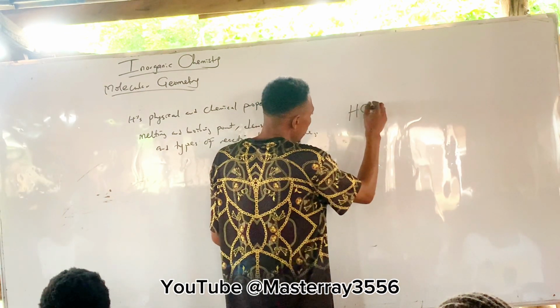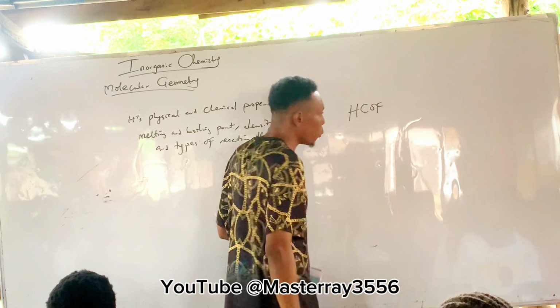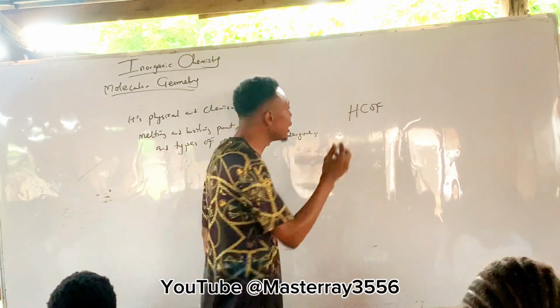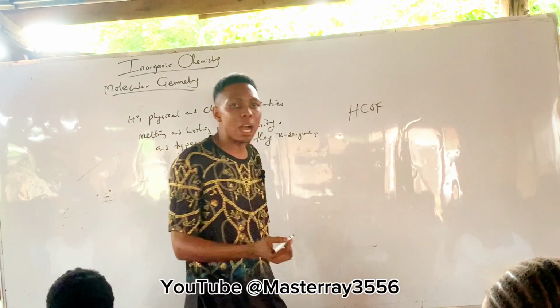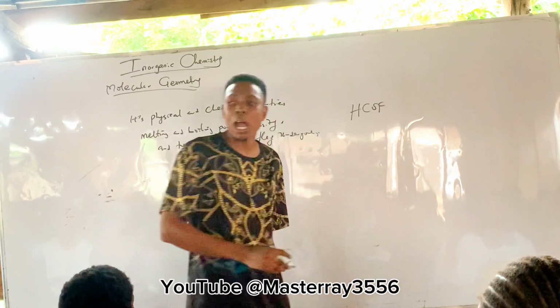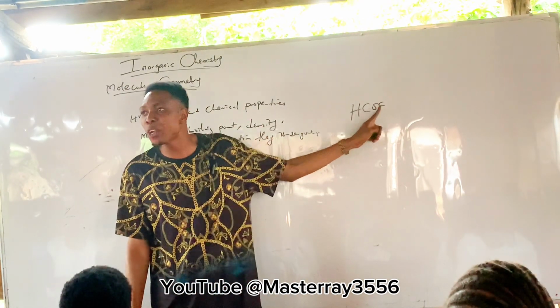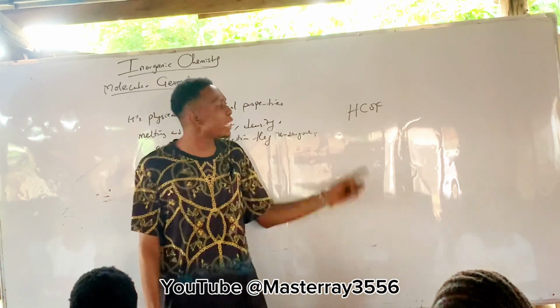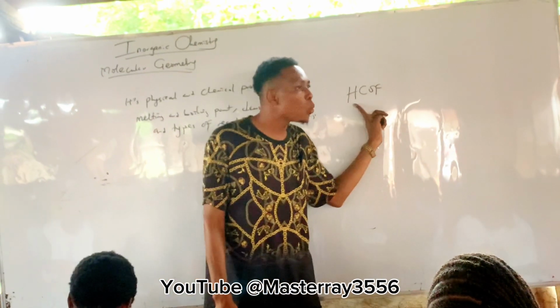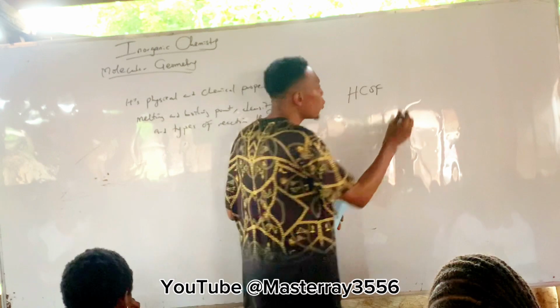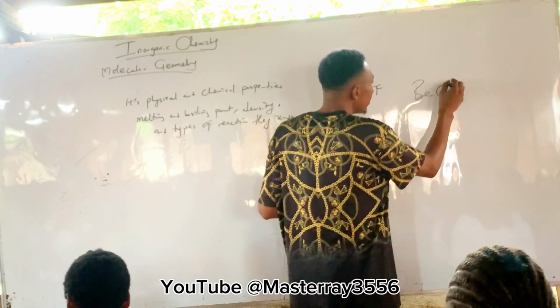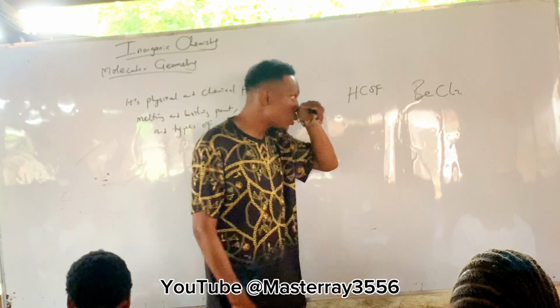Now, for example, let's assume we have a compound like HCOCl. Let me use this for example. How many atoms of hydrogen do you have? One. How many atoms of carbon? One. How many atoms of oxygen? One. How many atoms of chlorine? One. That means they all have the same number of atoms. Compared to when you have something like BeCl2, beryllium chloride.